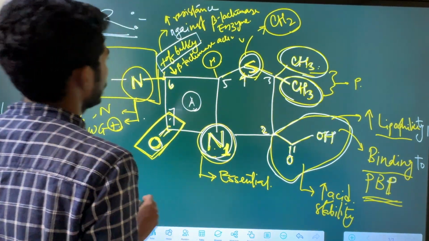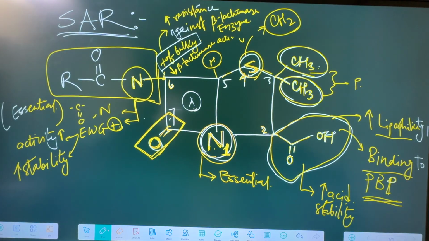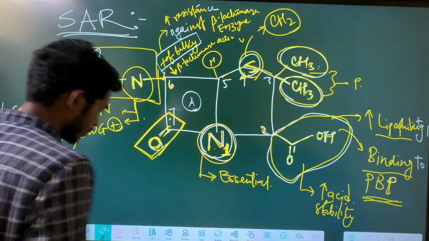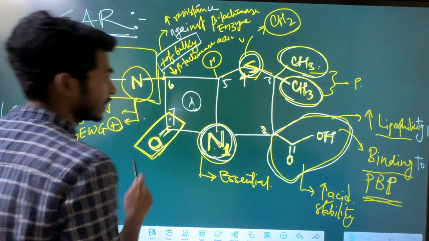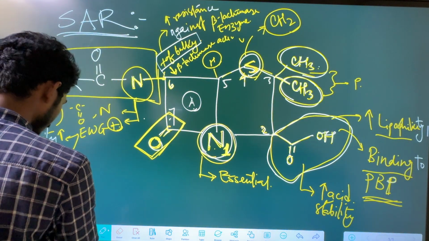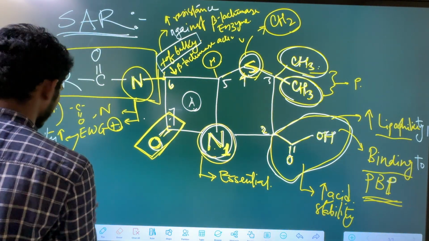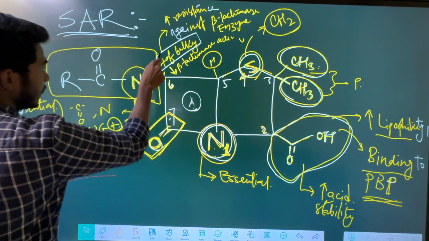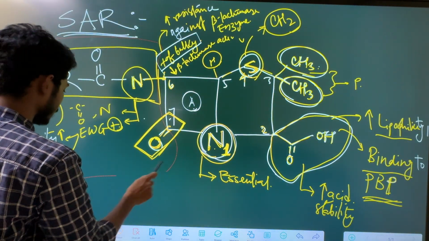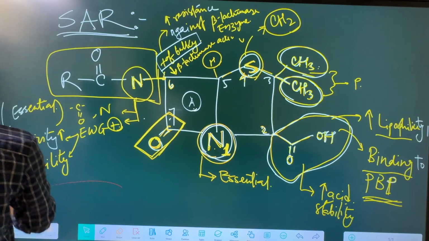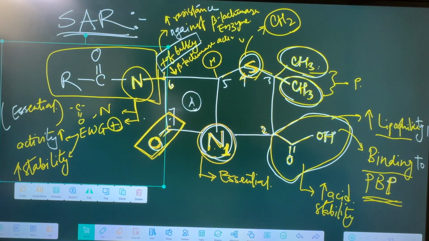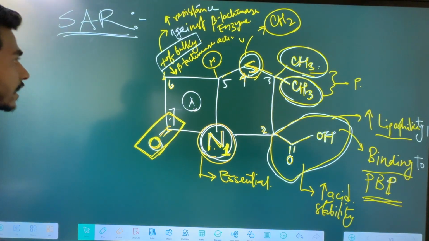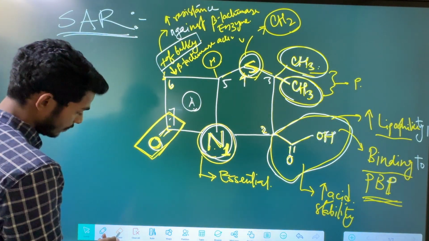Now I will tell you a very important point, the addition of bulky group. So this is all about beta-lactamase and beta-lactam antibiotics. This is the SAR of beta-lactam antibiotics. You have to remember it. Now I will tell you how the bulky group works, and how the addition of bulky group will decrease the activity of the enzyme and increase the resistance against beta-lactamase.